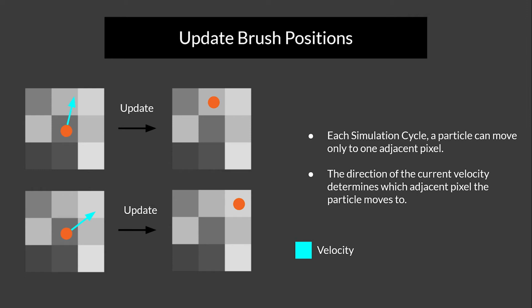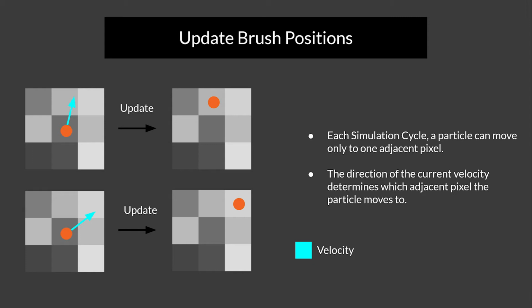So the next step in our simulation cycle is we need to update the positions of the brushes. Each step in the cycle doesn't really correspond to time that well. A better way to think about it is that each step in the cycle corresponds to one unit of movement. So during each simulation cycle, a particle can move at most 1 pixel, and it has to be moving to an adjacent pixel to itself. Even if it has a very high velocity, it still won't jump all the way across the image.